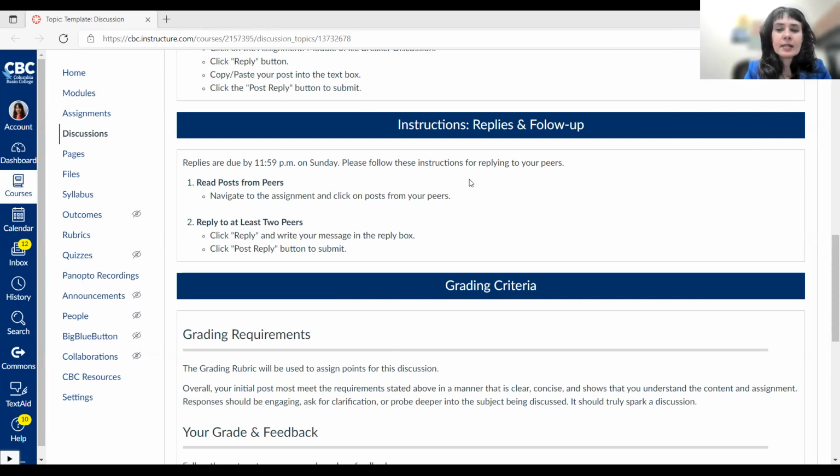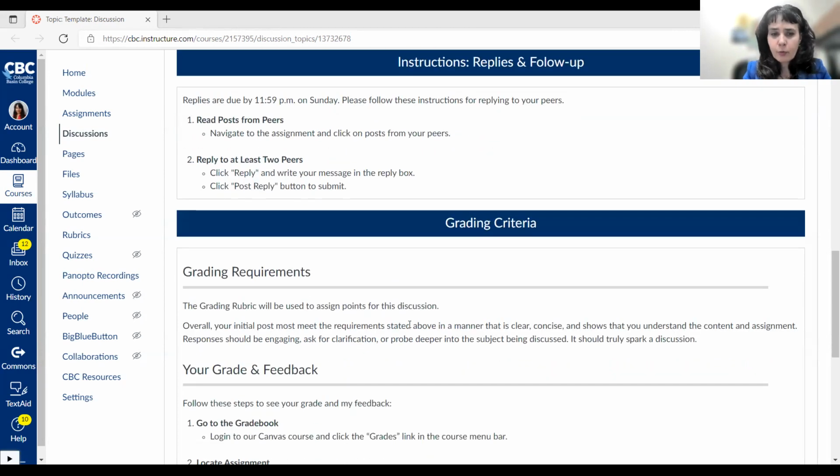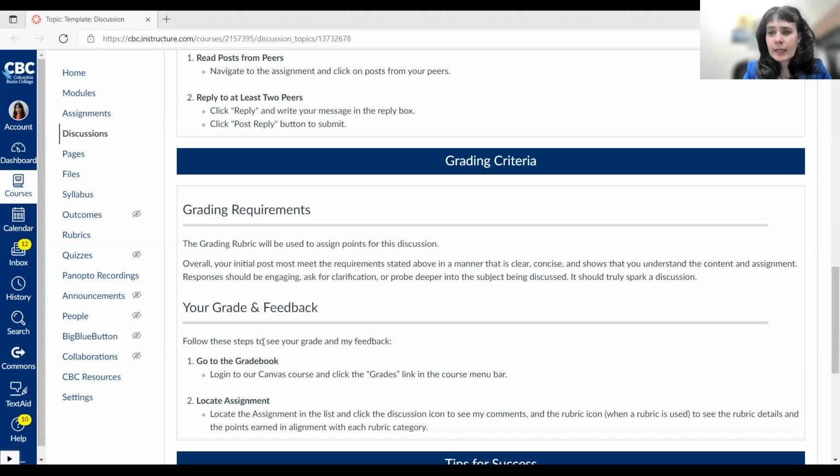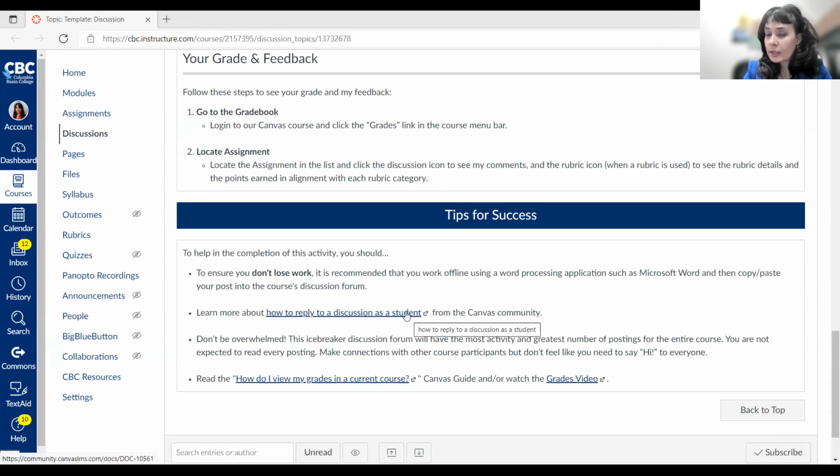So another section is grading criteria, super important, super important. Whatever your grading criteria are, don't forget to put them in your template. And the last section, tips for success.